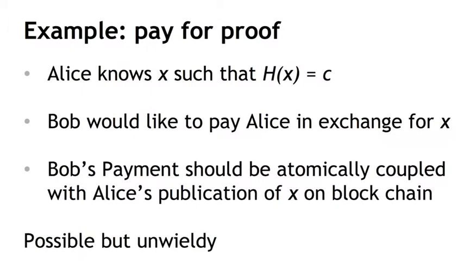But it doesn't need to be a hash function. It doesn't need to be an input to a hash function that Bob is paying Alice for. It could be the solution to any pure function, really. There is some arbitrary function f. Alice claims to know some input x, such that f of x equals some known value, and Bob would like to pay her for knowledge of this value.